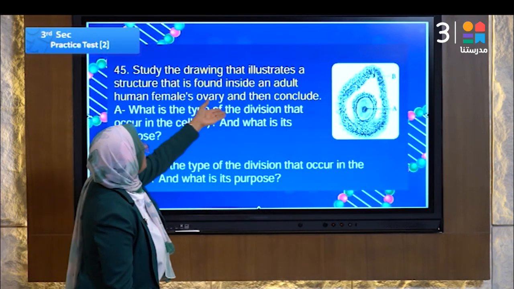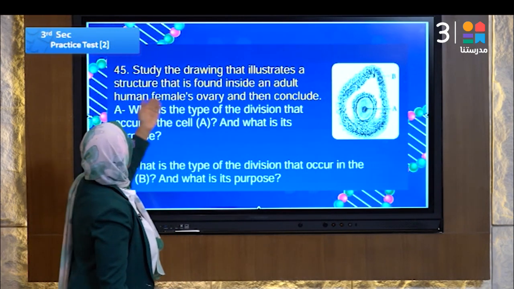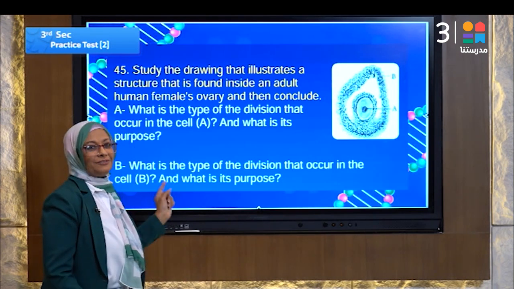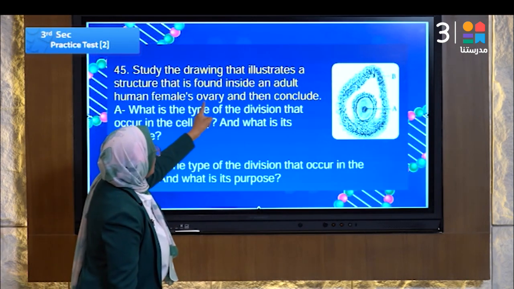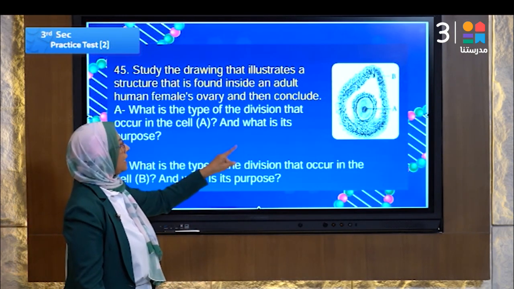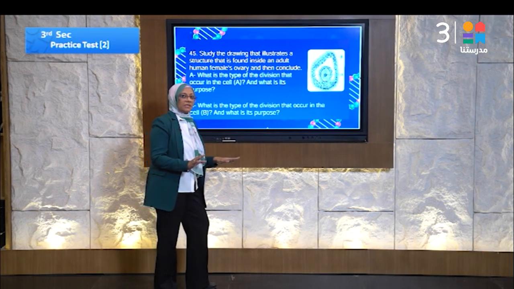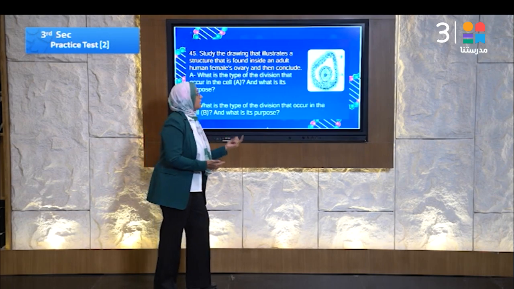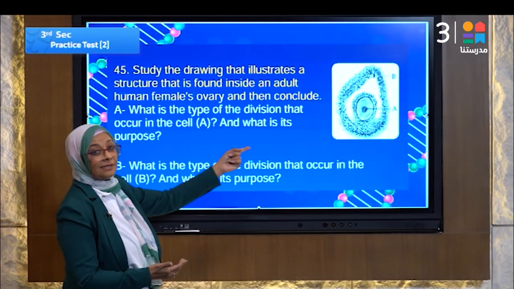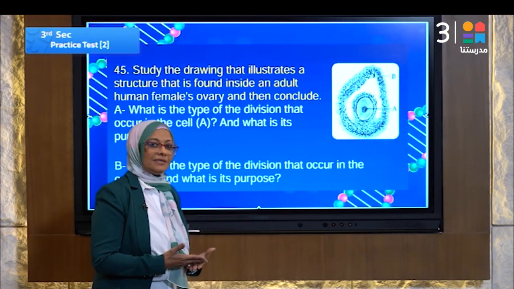45. Study the drawing that illustrates a structure found inside an adult human female, the ovary, and then conclude. So we must discuss this part. A and B are found inside the human female ovary, not other parts of the reproductive system. A is one cell. B is many cells.